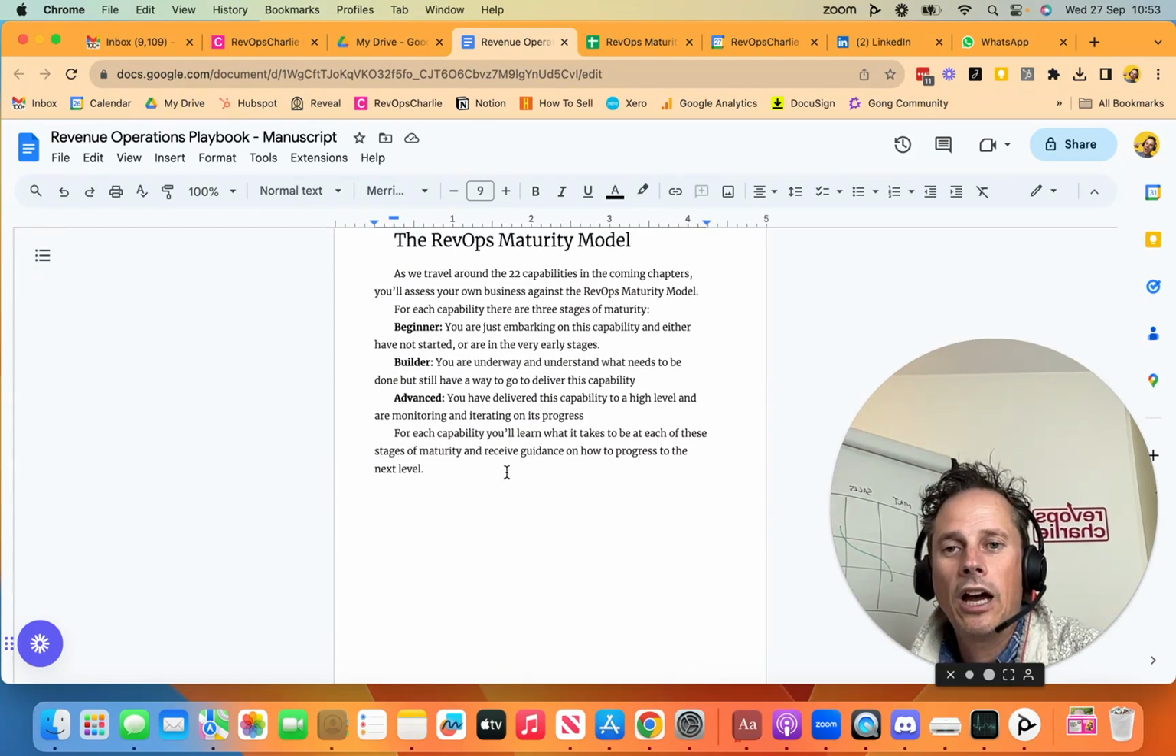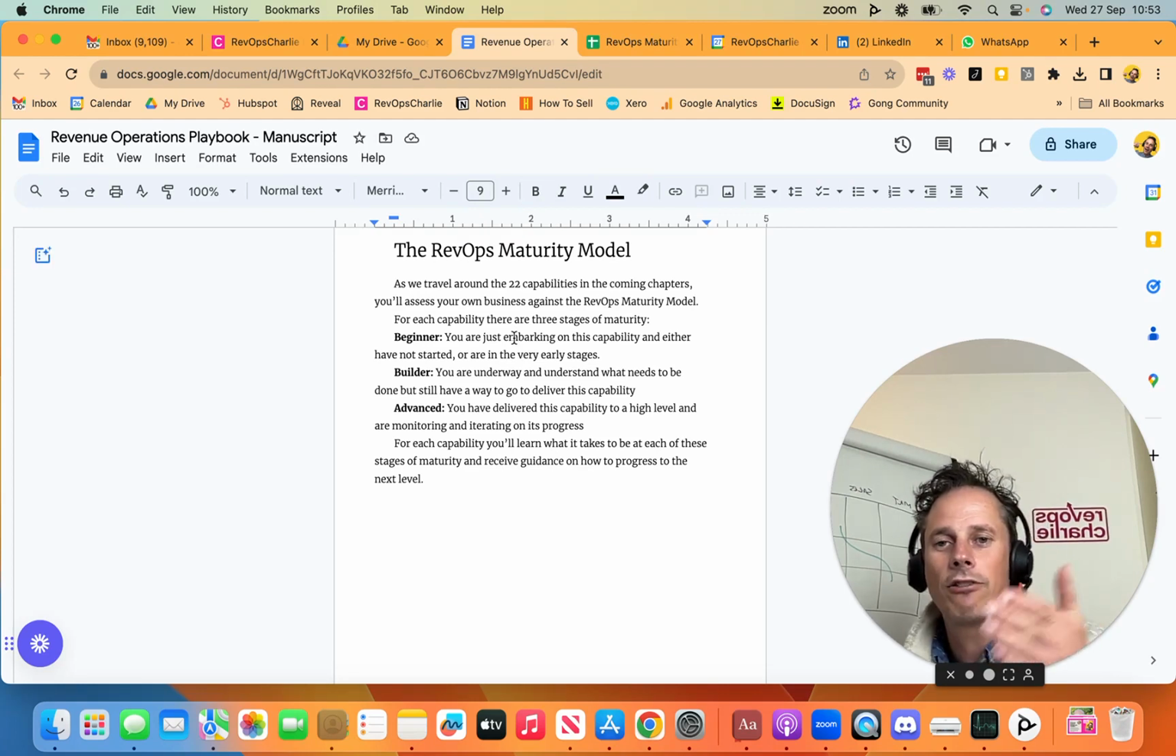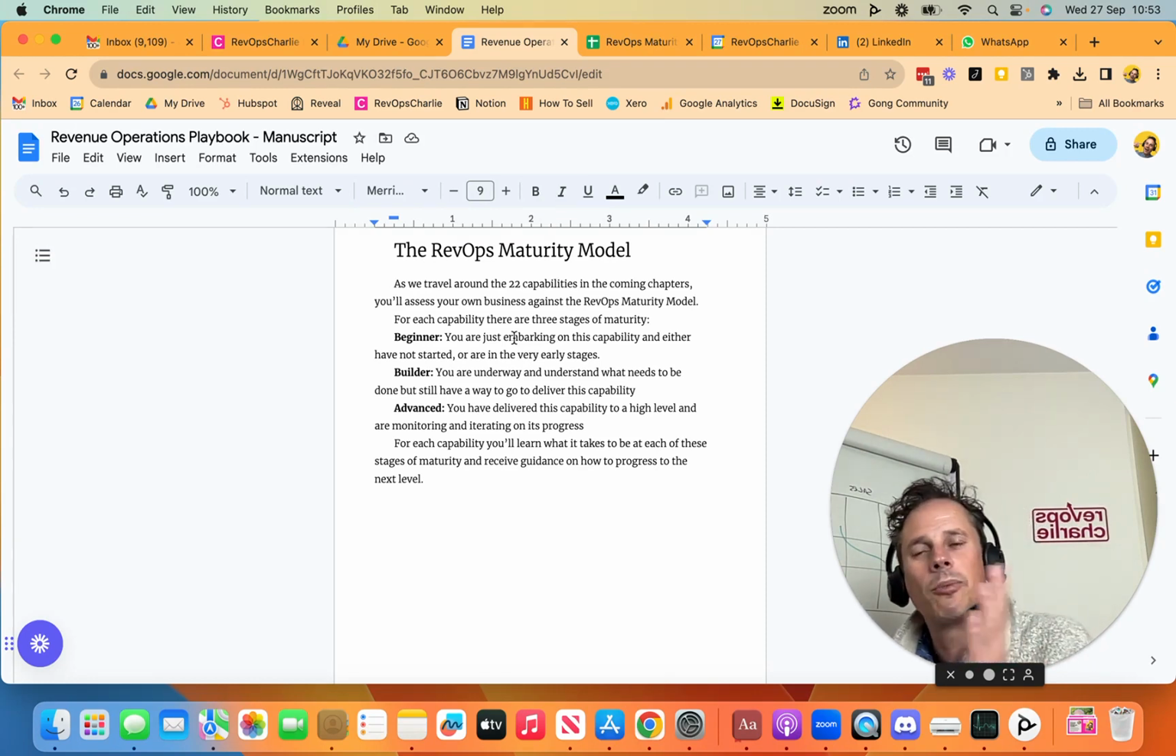I introduce a little bit about the maturity model, how for each of those 22 capabilities, there are 3 stages of maturity that we'll highlight in each of the chapters. You're either a beginner for that capability, you haven't started at all yet, or you're just beginning. You're a builder, you're on the journey, but you've still got a way to go. Or you're advanced. I think I might change that word advanced, but you're advanced and you really are nailing that capability.